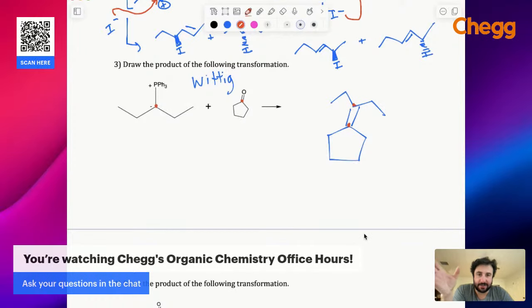Wittigs make alkenes, right? For all of these reactions, it's definitely important to remember what they produce. So like, for example, Grignard makes alcohols. We know that. If we're trying to do Grignard and the product does not end up as an alcohol, something went wrong, right? Grignards make alcohols. Likewise, Wittig makes alkenes. That's what it does. So that's it.